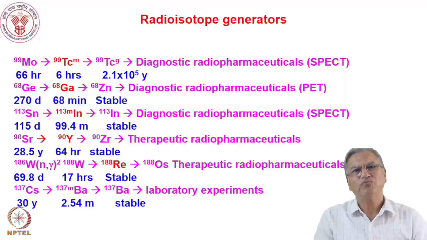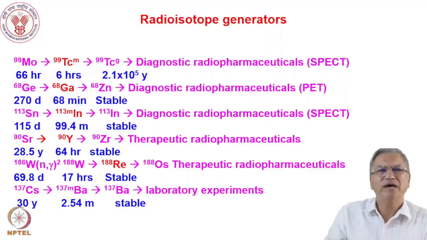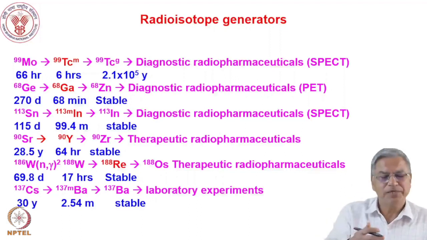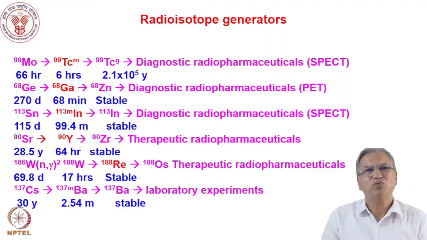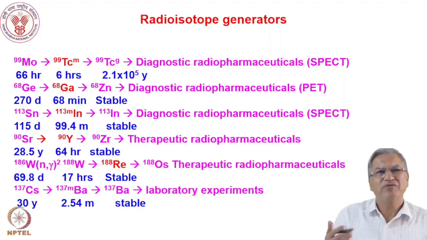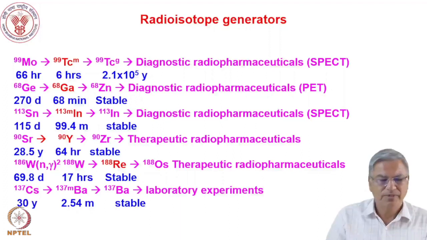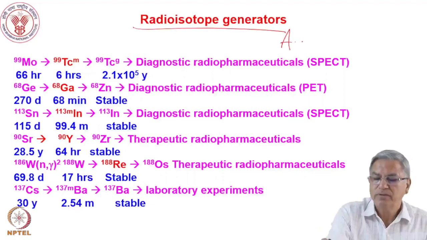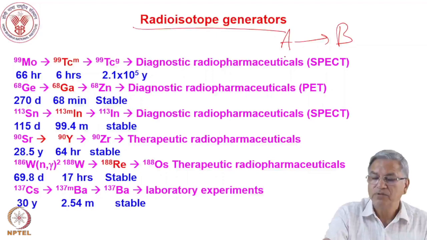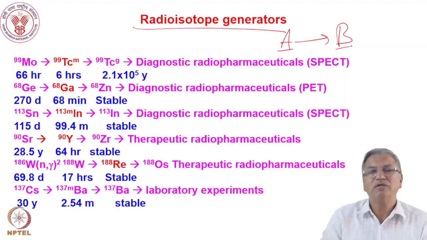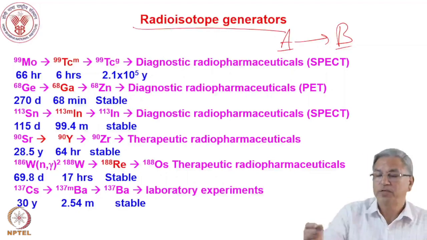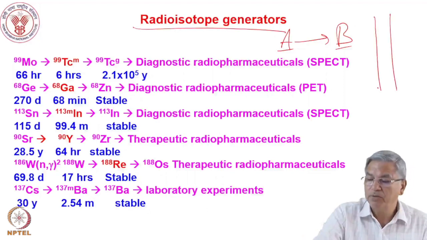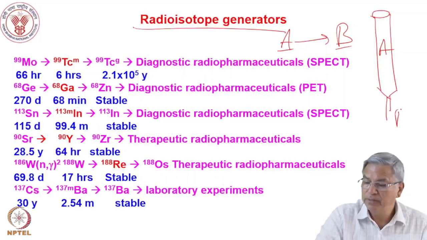There are other ways also where you can have radioisotopes. I have separated this class of radioisotopes because they are very handy in many applications. So I give you some of the generators. Radioisotope generators means you have a parent-daughter relationship. You have a long-lived parent and short-lived daughter, and you can put it in a column where A is here, and you can milk B.